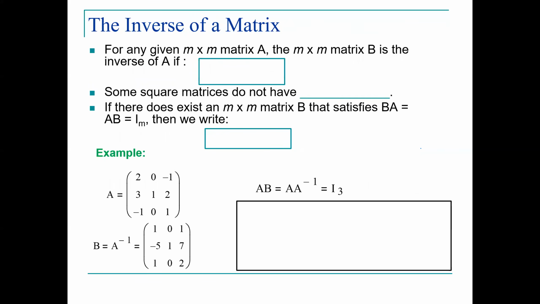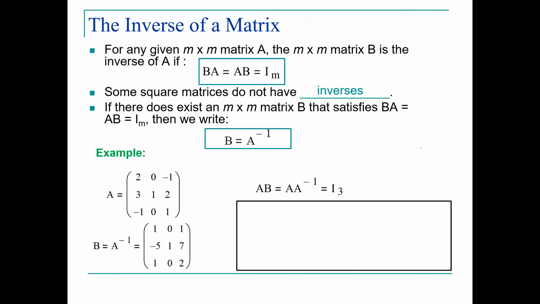For any given M times M matrix A, the M times M matrix B is the inverse of A if we can multiply matrices A and B, and that will give you the identity matrix. Some square matrices do not have inverses. If there exists an M times M matrix B that satisfies B times A equals A times B equals the identity matrix, then we write that B is the inverse of matrix A.